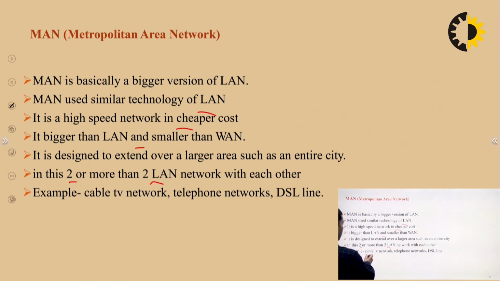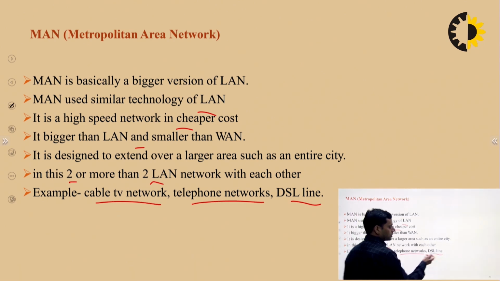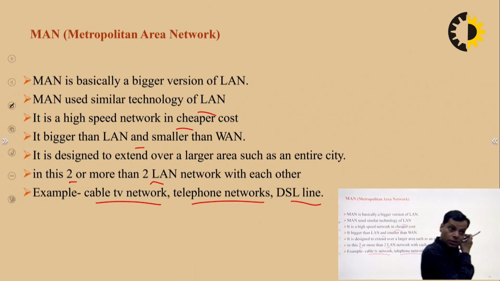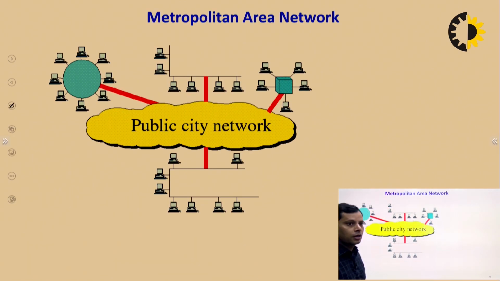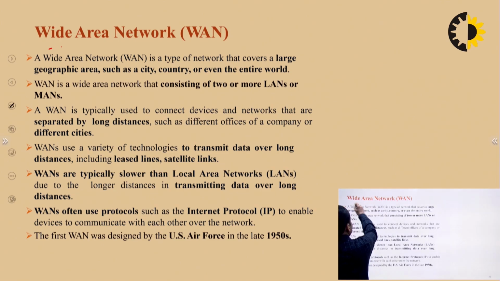Examples are cable network, telephone network, and DSL line. These are examples of the MAN system. This will simply be a public city network, like in Ghaziabad city, where a number of organizations are connected with the system. So it will be named a MAN. Next we will see the wide area network.